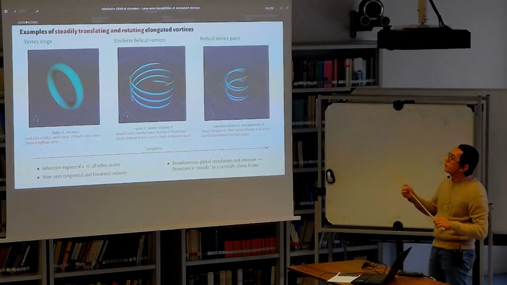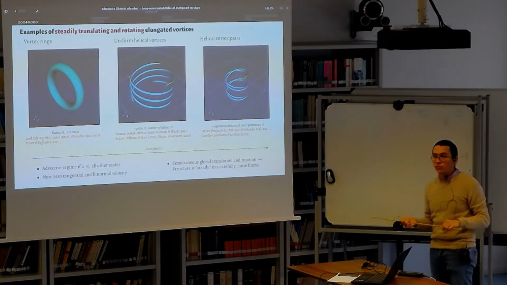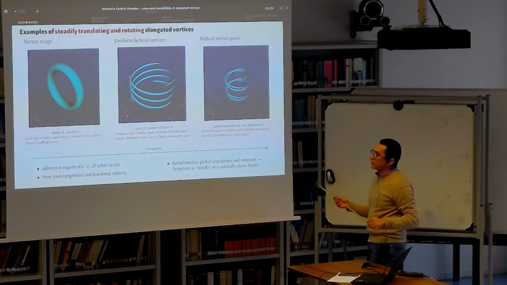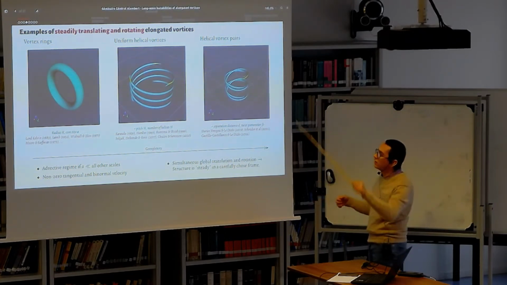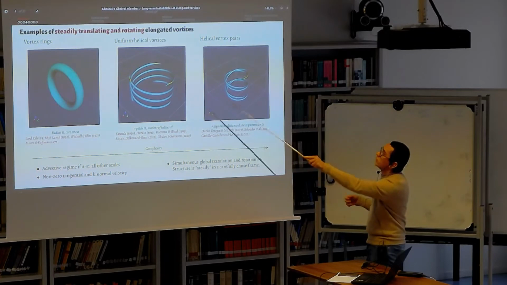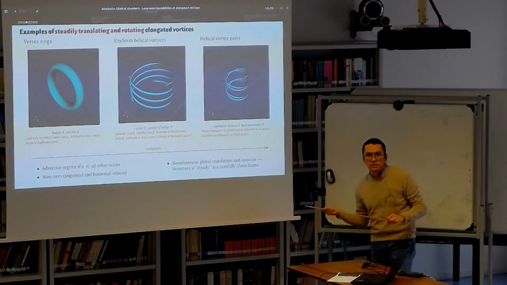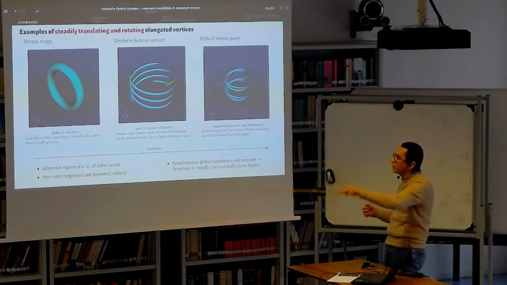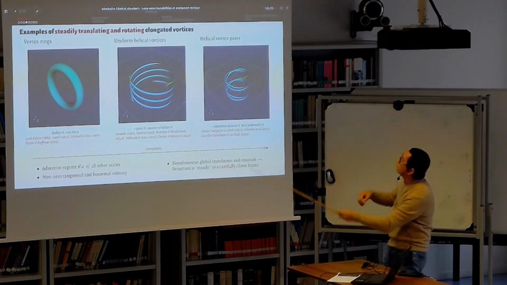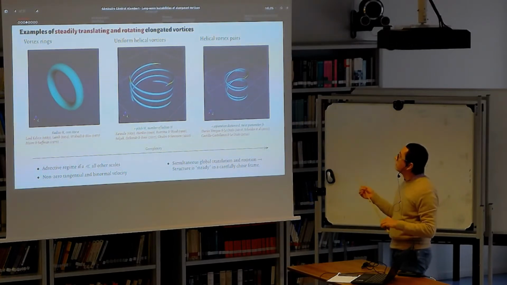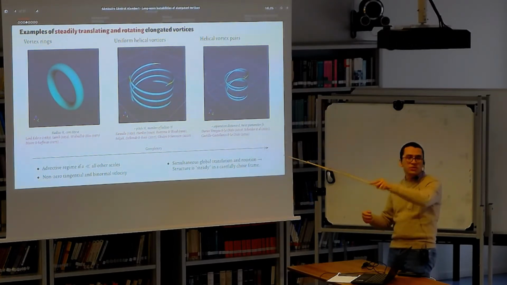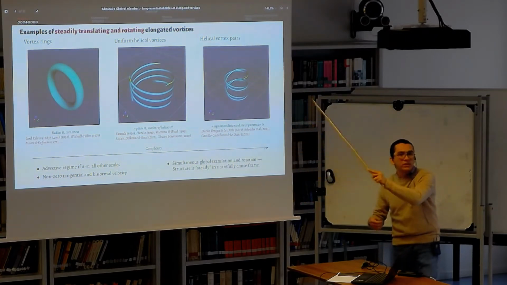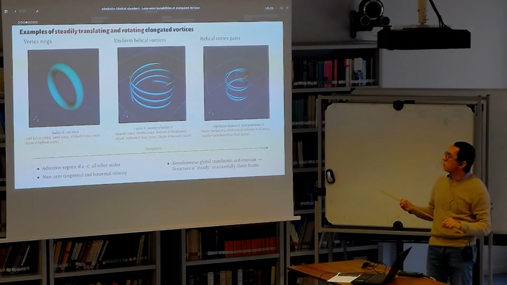So you may be familiar with some of these structures. On the left we have a vortex ring, which is characterized by a radius r and a size a. Next to it, we have a system of uniform helical vortices that are characterized by radius r, pitch h, and size a. And next to it, we have a system of helical pairs that have radius r, pitch h, and separation distance d. And you can see that as we add additional ingredients, we have an increase in the complexity of the system.